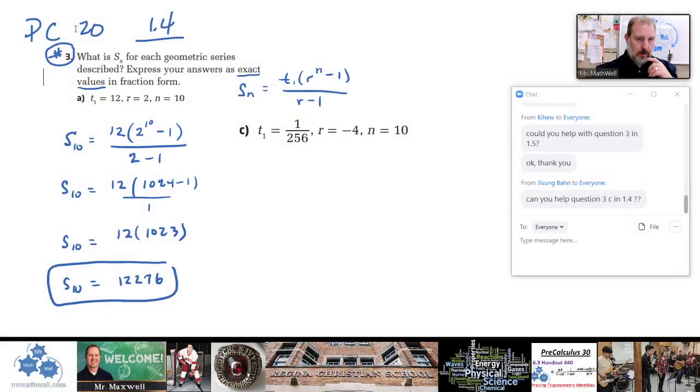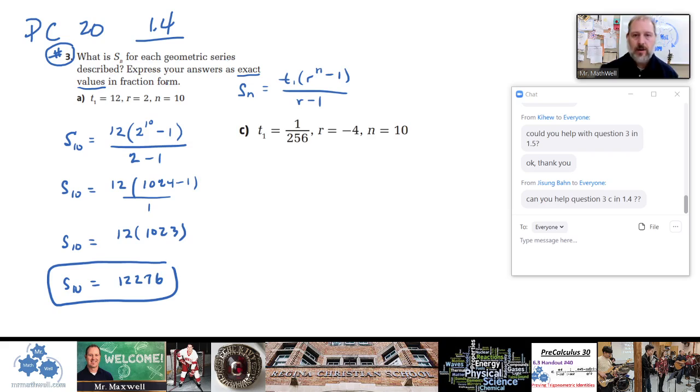Right, so here's 1.4, number 3C. I've done number 3A already, and there's the solution for 3A over here. We're going to use this sum formula here to determine, and again the question says what is the sum of the first n terms, so the nth sum formula, for each geometric series described. Express your answers as exact values in fraction form.